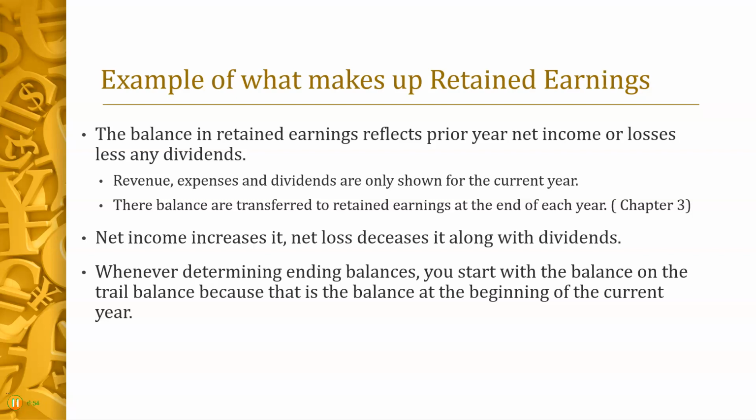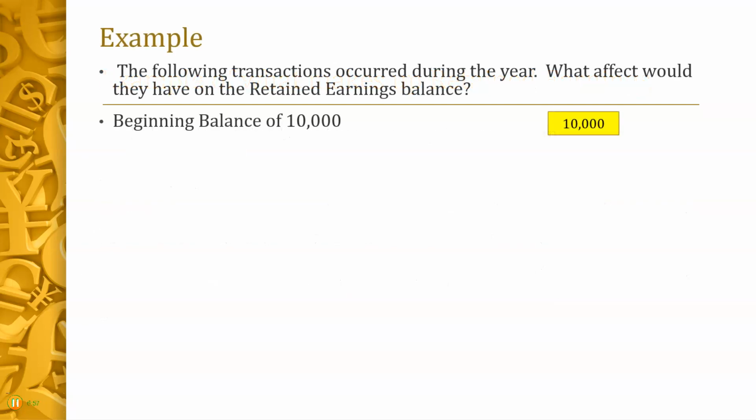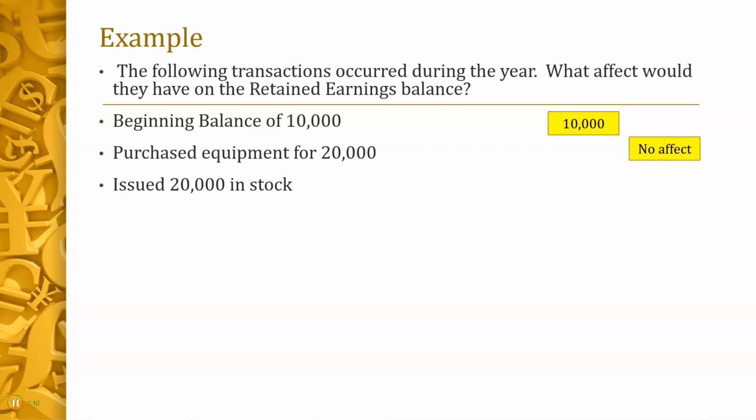So let's look at an example. So, our beginning balance is $10,000. We purchased equipment. That would have no effect on retained earnings because that would be part of what? Our balance sheet. We issued $20,000 in common stock. Had no effect. That would be part of equity.